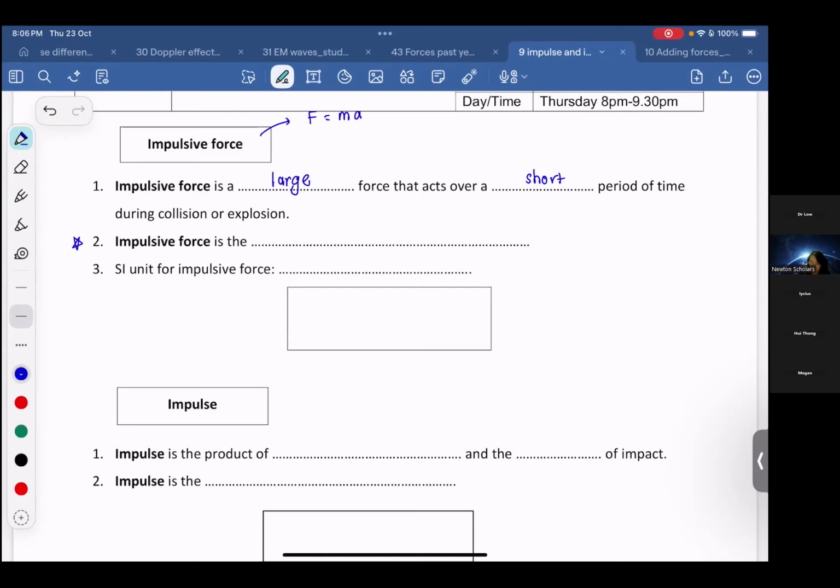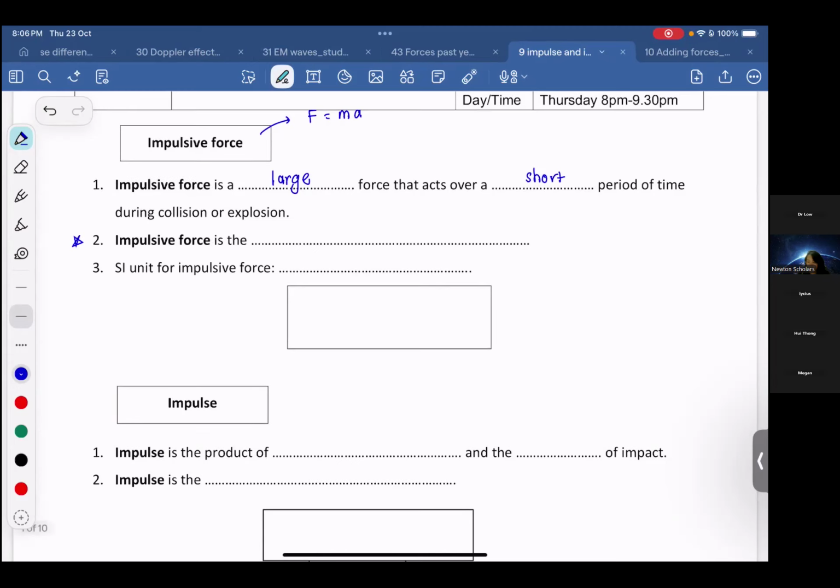So, impulsive force: formula and definition. The second sentence is the definition. I give you the formula first. F equals to mv minus mu over t. Still remember what mv minus mu is, from last week? Mass times velocity is the momentum. So mv minus mu is the change of momentum.